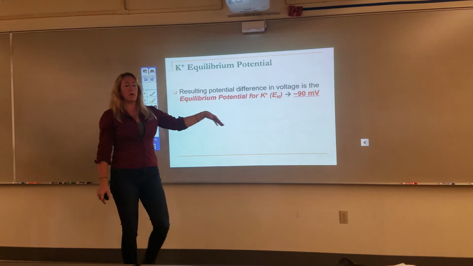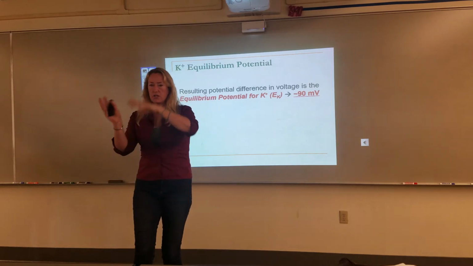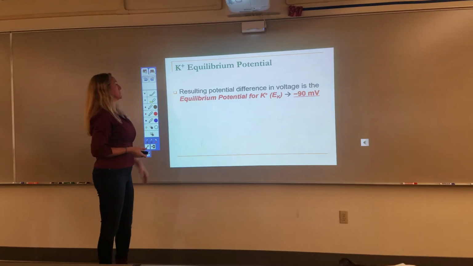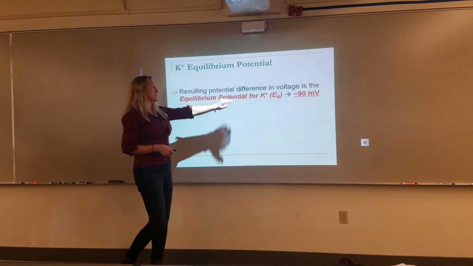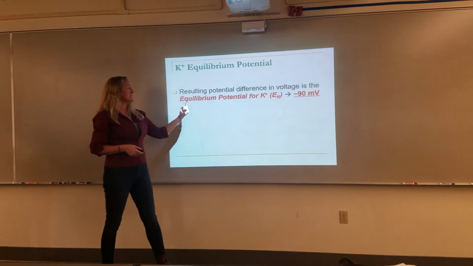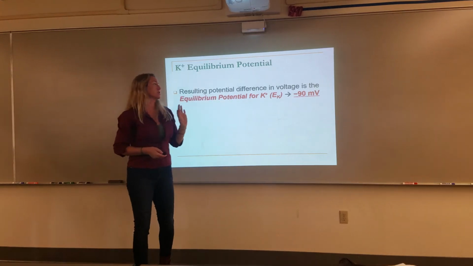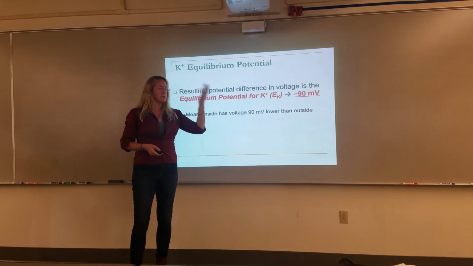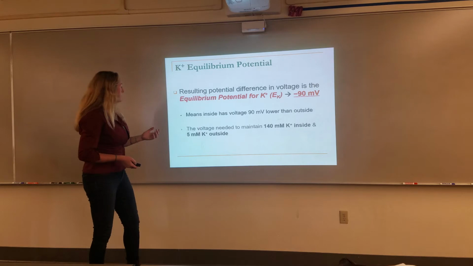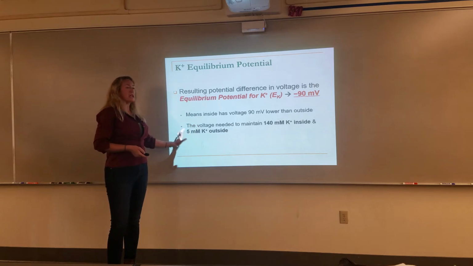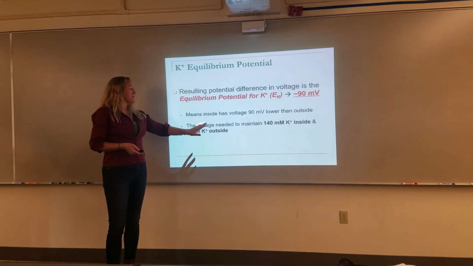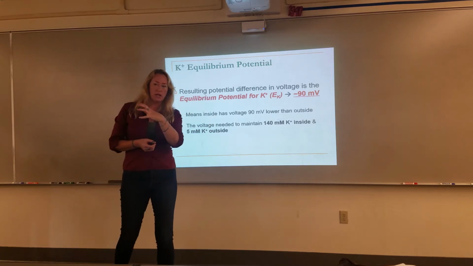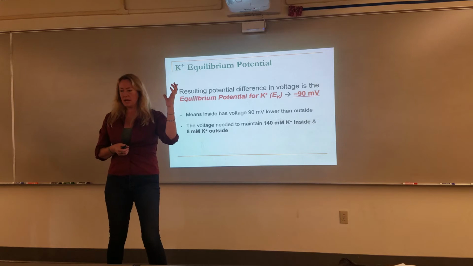I spelled these out, that first slide that has all the equations and beakers and stuff going on. This kind of steps through exactly those different processes. So that resulting difference in membrane potential or voltage is the EK, right? The equilibrium potential for potassium, and that's minus 90. So it means the inside has a voltage 90 millivolts lower than the outside. Another way of saying this same thing is that that's the voltage of that cell needed to maintain that 140 inside and that 5 outside of the cell.